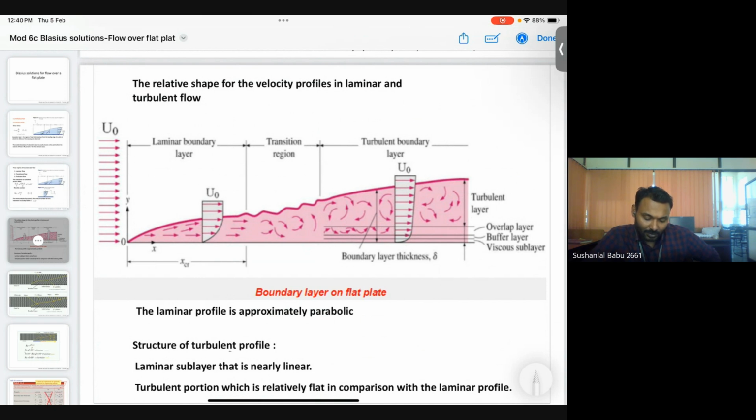And the structure of the boundary layer: the laminar sublayer is nearly linear, and the turbulent portion is relatively flat in comparison with the laminar profile.